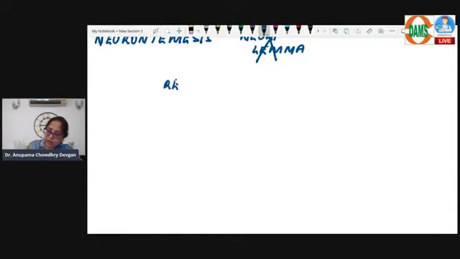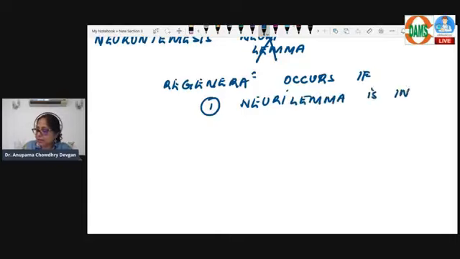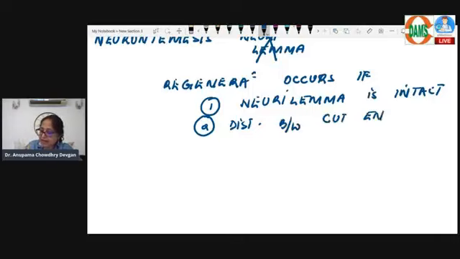So please remember, regeneration occurs if, number one, neurilemma is intact. Neurilemma must be present for regeneration to take place. And number two, the distance between the cut ends has to be less than 3 millimeters apart. Then the regeneration can take place. Otherwise, we will not see any sort of regeneration.